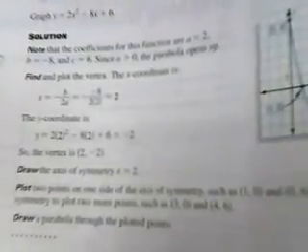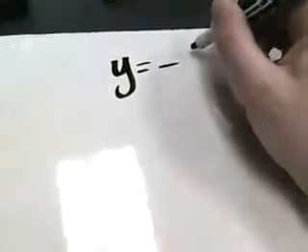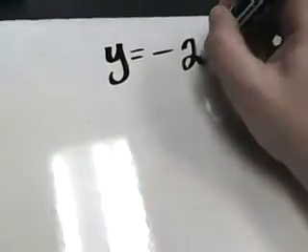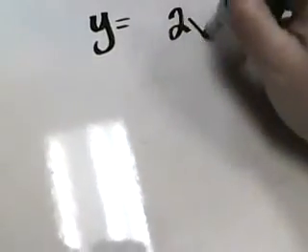So the first one I'm looking at is example 1 over here. Okay, we start out with y equals 2x squared minus 8x plus 6. Oops, sorry, positive 2x squared.